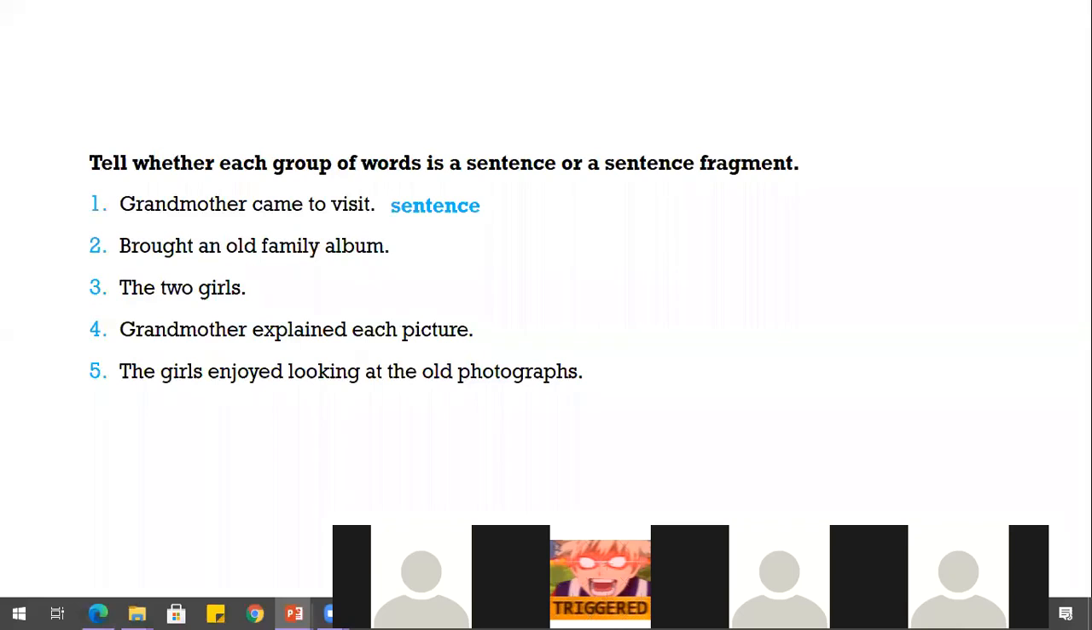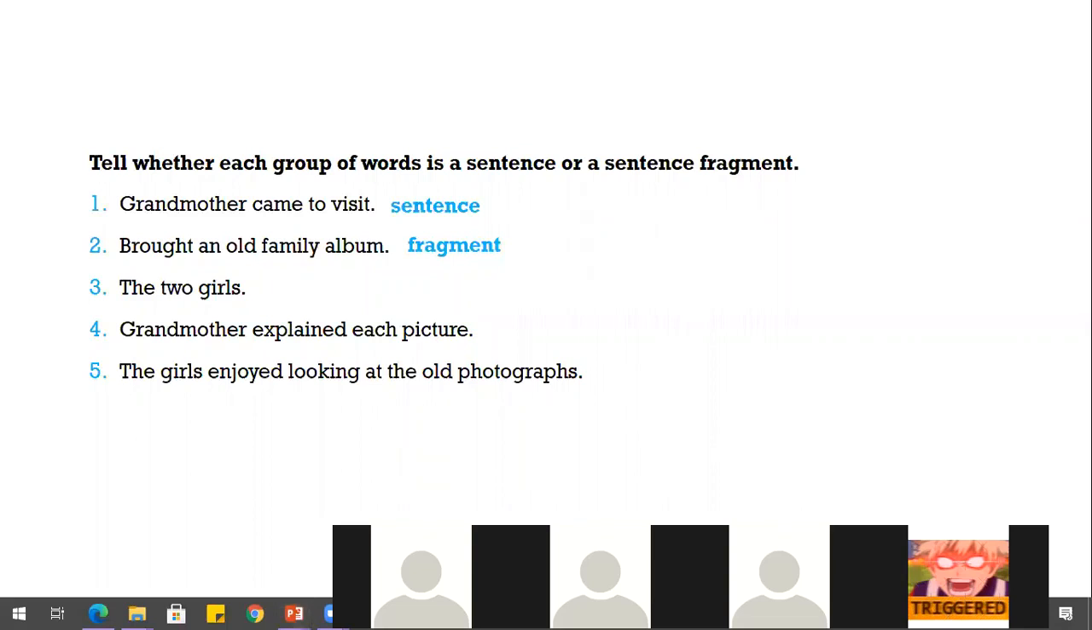Thank you. Number two, Agai. Wrote an old family album. Sentence fragment, very good. What is it missing? She. All right, so it's missing a subject, right? Yes, she, he. All right, so we must add a subject for it to be complete. Thank you very much.